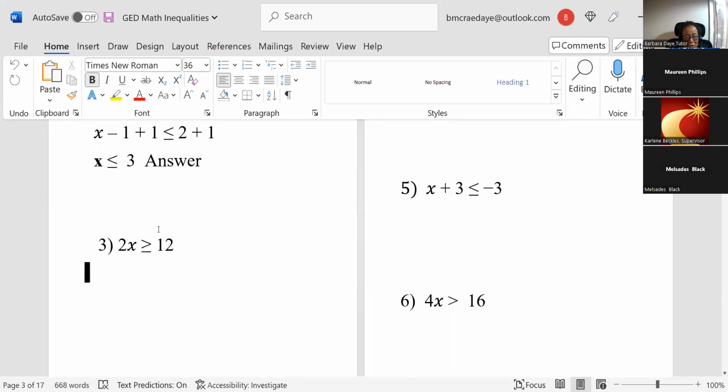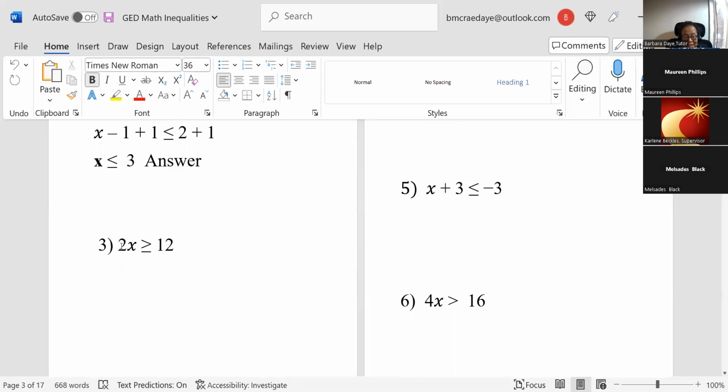What operation would you do to get x? That's the goal, to get the variable on the side by itself. So what do you do, Maureen? You add to each side. Why would you add? 2 times x is a multiplication, Maureen. What's the opposite of multiplication, Maureen? Divide. Divide. We divide 2 on both sides, right? That's it. So what do you get?